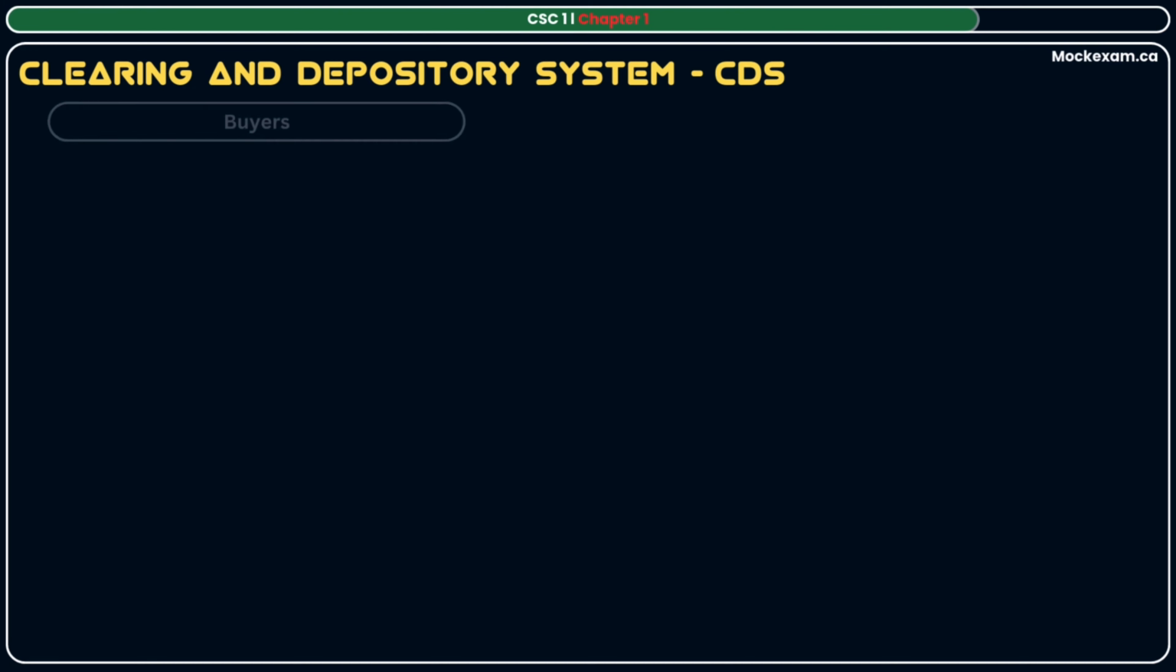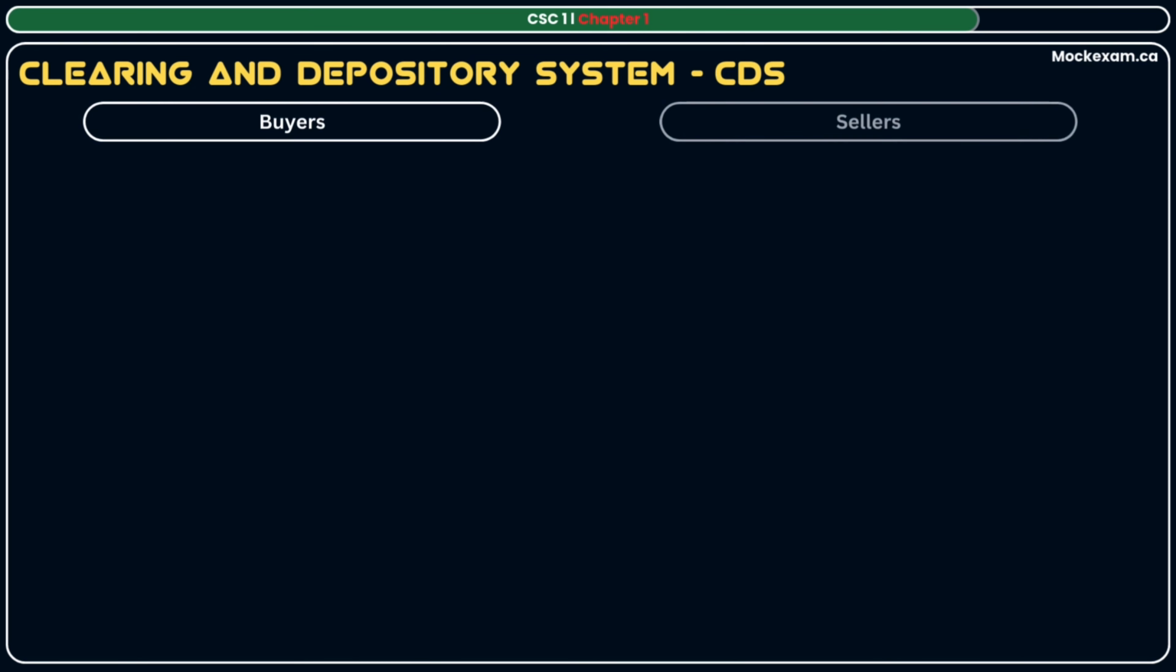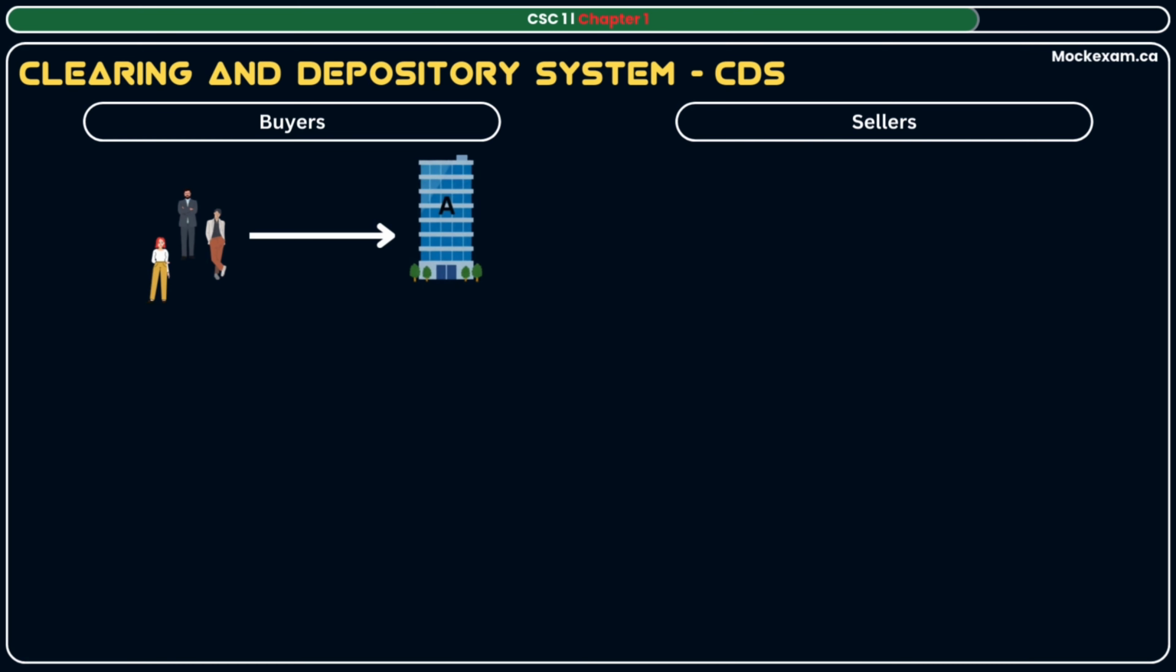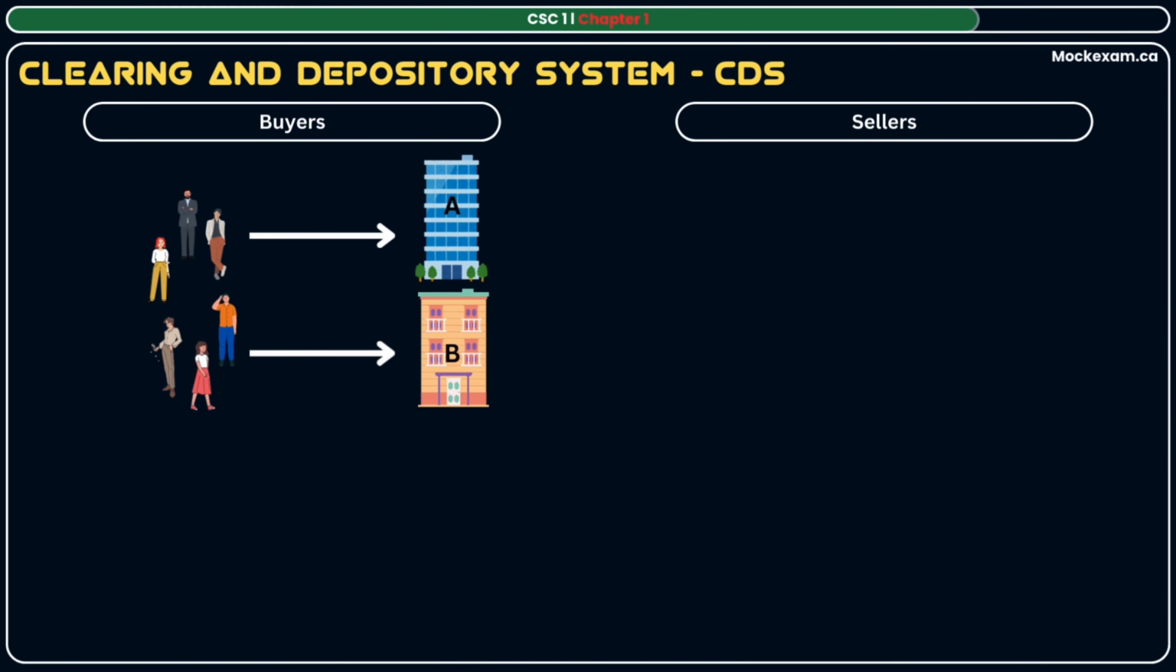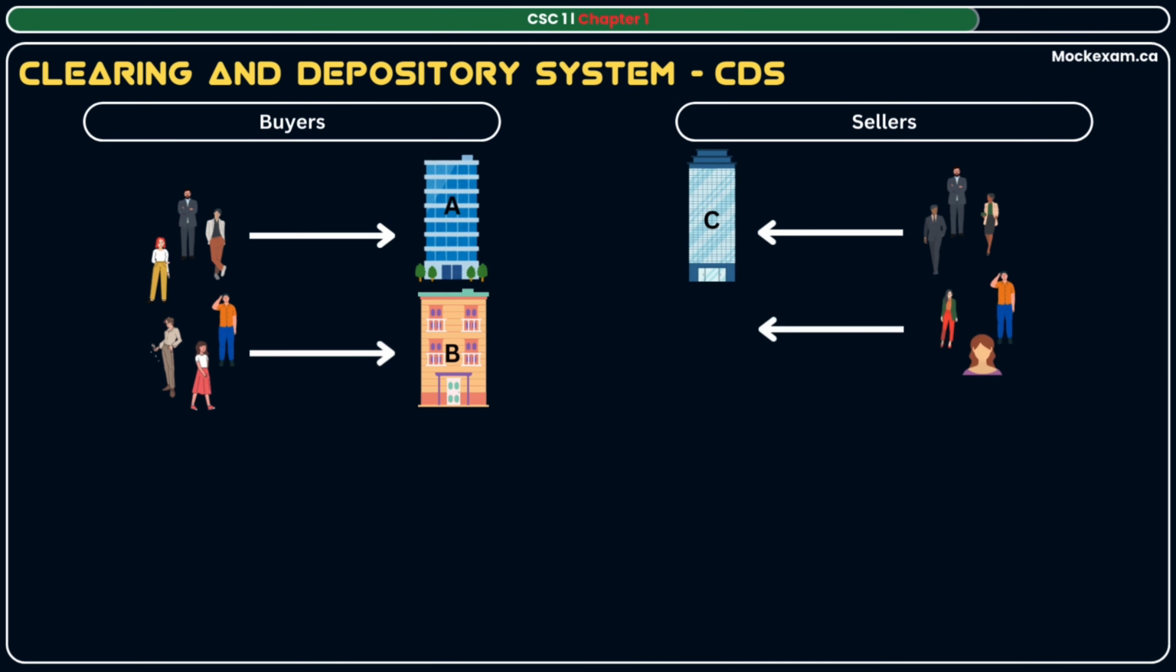Let's say we have buyers on the left and sellers on the right. The first group of buyers have an account in investment dealer A and use that investment dealer to buy stocks. And we have a second group that uses investment dealer B. On the seller side, we have a first group of sellers that have an account in investment dealer C and a second group who use investment dealer D.